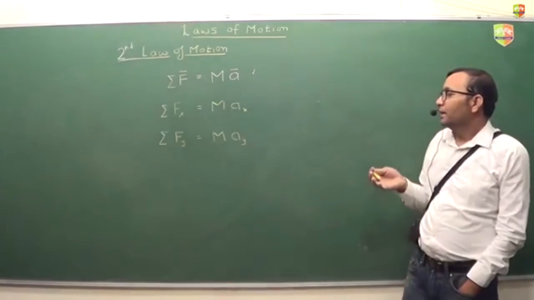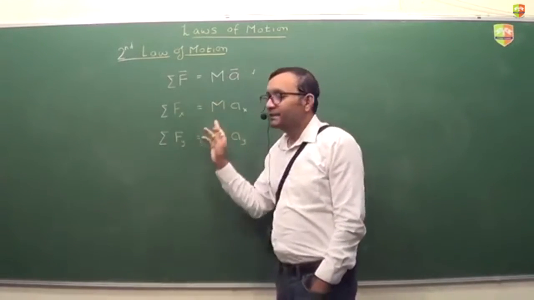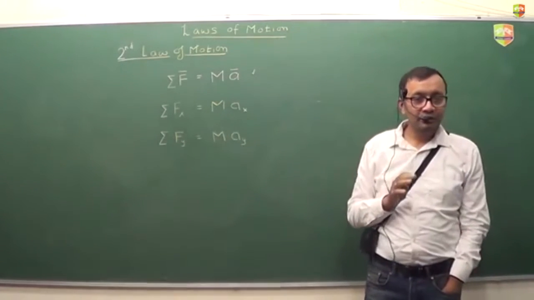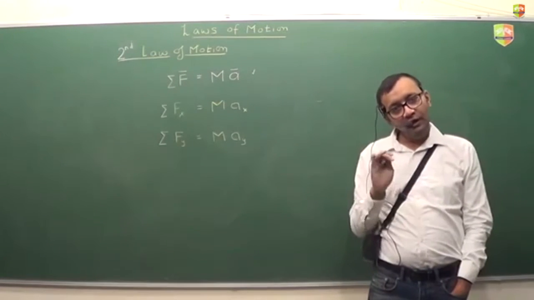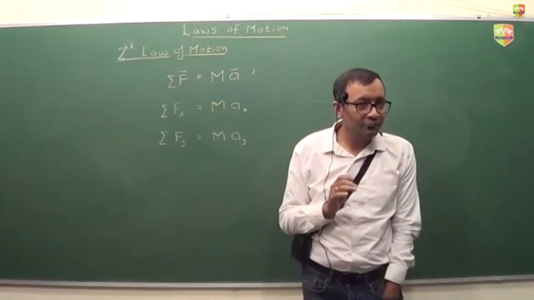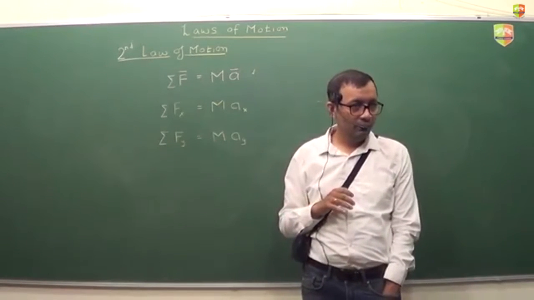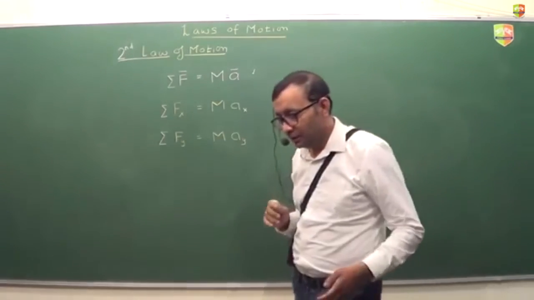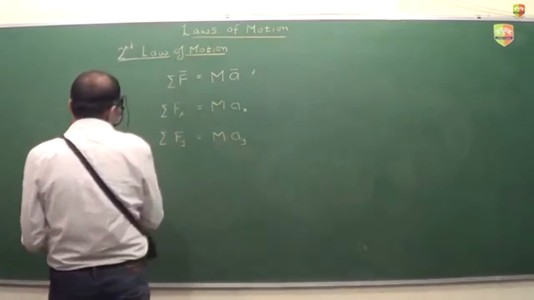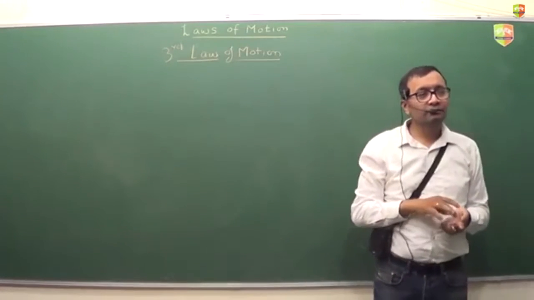Okay. Fine, so this is the second law of motion. This gives you an equation. The most important part. First law and third law don't give you an equation. Second law gives you an equation. Okay, so this is about the second law of motion. Now let's talk about the third law of motion. What is the third law of motion about?